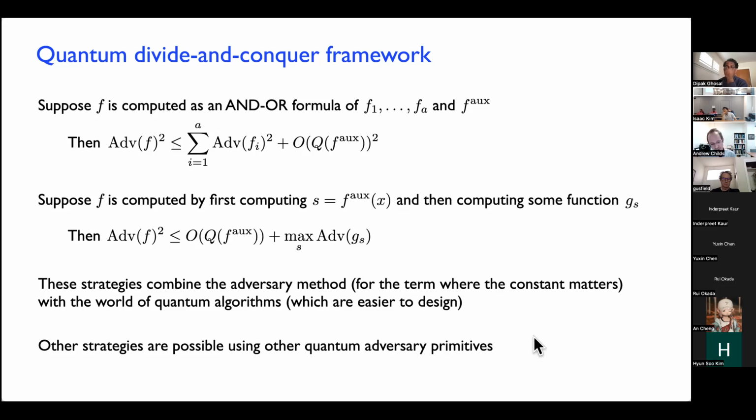Okay, and I also want to mention that these are two strategies that we've used, but there are other kinds of adversary composition principles that are known that would possibly allow you to apply this kind of framework to other sorts of problems. So I think there's a lot of potential for extending this tool and using it in other ways, maybe to get other kinds of quantum speedups besides the examples that I'm going to tell you about next.